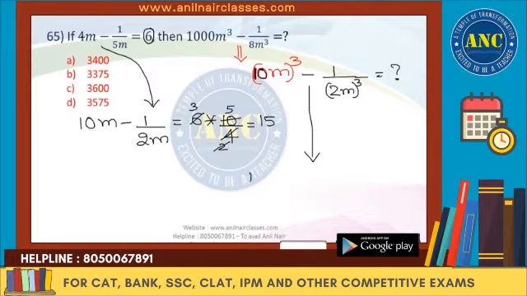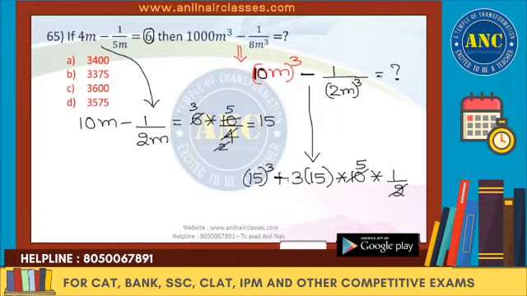It is very simple. It is k cube plus 3k. Why it is plus? Because here it is minus. In the answer it will be plus. It will be k cube plus 3 times of 15. And coefficient of m is 10, coefficient of 1 by m is 1 by 2. That means 2 into 5 is 10, so it is 15 into 3, 45. 45 into 5 is 225.